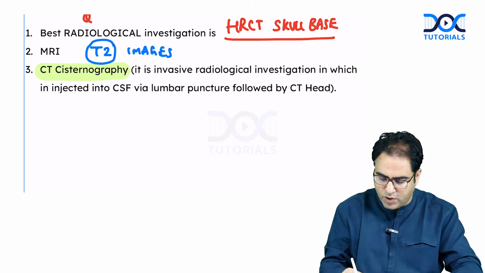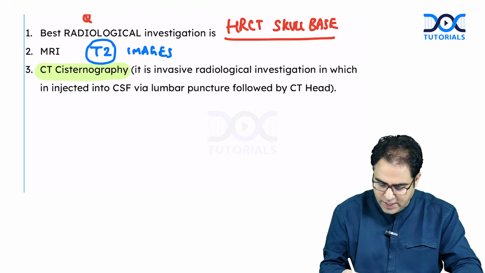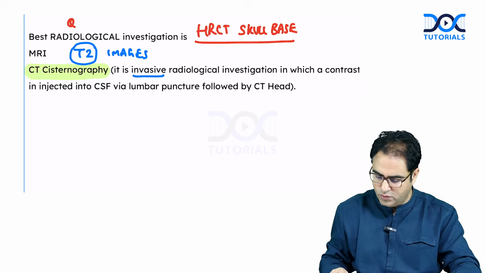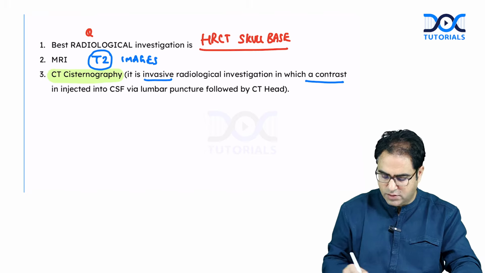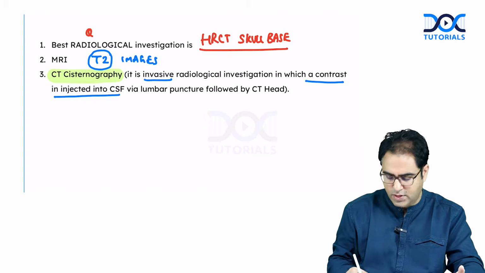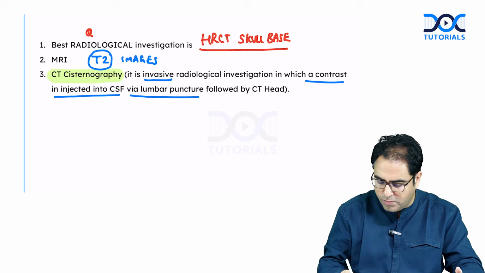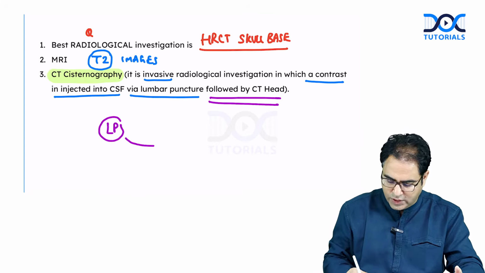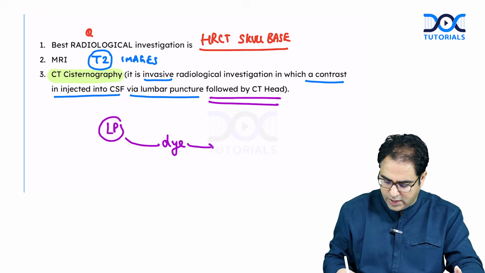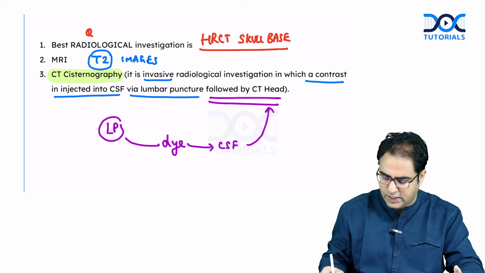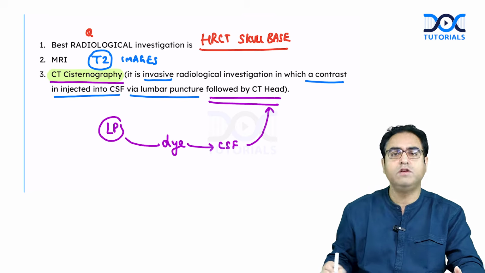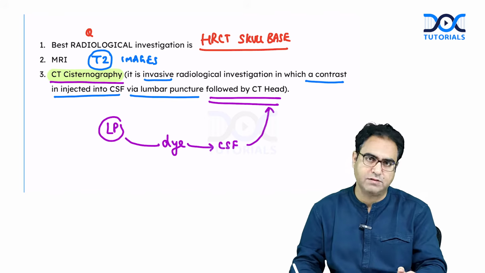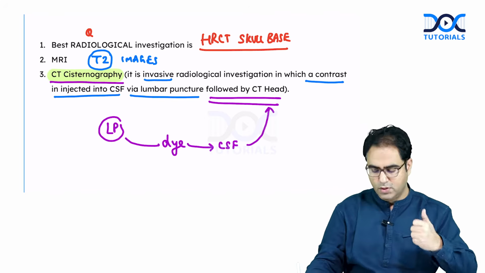First of all, it is not a very common investigation. It is an invasive radiological investigation, in which a radio contrast is injected into CSF via lumbar puncture, followed by CT of the head. So you do lumbar puncture, you inject contrast dye into CSF, and then you do the CT head. This is called CT cisternography. It is the reserve investigation for very tedious cases. Otherwise, HRCT temporal bone and MRI T2 would be good enough.